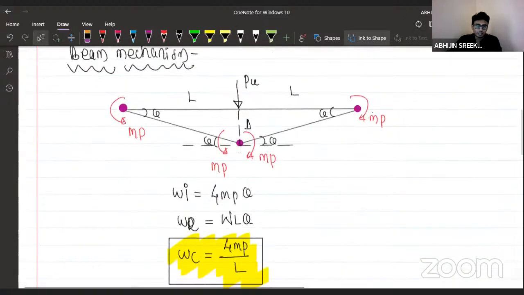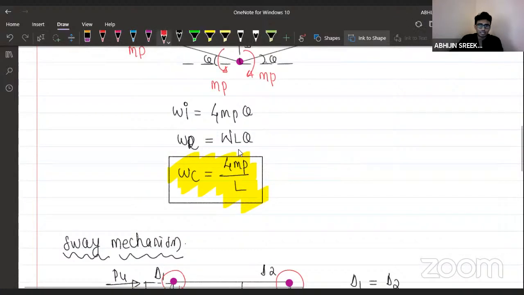I think we have considered it as WC, but that's actually a mistake. That's not WC, I have to write it as PU. We can consider it as WC also, but let us write it as PU, because the load given is PU. Both are fine, no issues are there.